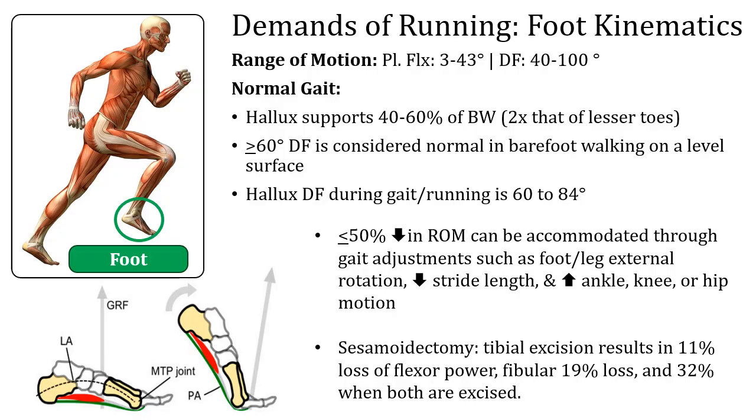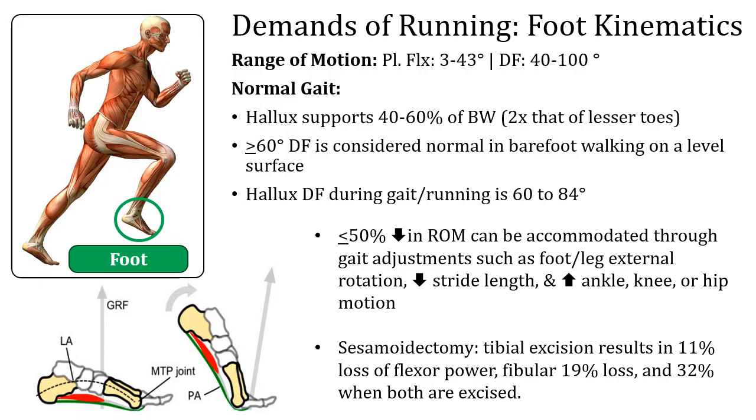So less than 50% decrease in range of motion can be accommodated through the gait adjustments, such as the foot and the leg external rotation and decreased stride length, and increased ankle, knee, and hip motion. But it can only compensate so much, so hallux rigidus can significantly be a problem. And not only does it need a significant amount of motion, but the hallux supports up to 40 to 60% of the body weight, which is 2 times that of the lesser toes. And greater than 60 degrees of dorsiflexion is considered normal in barefoot walking on a level surface.